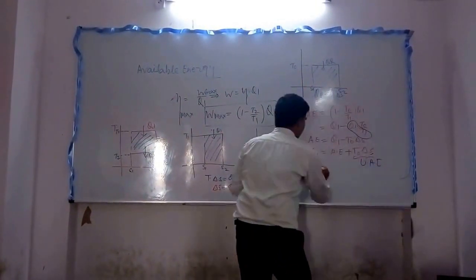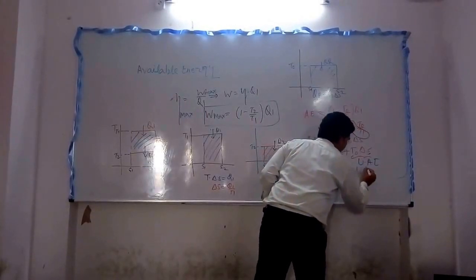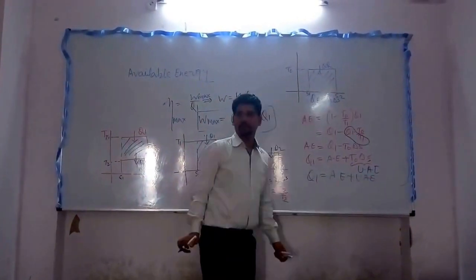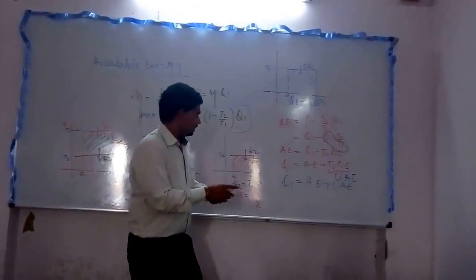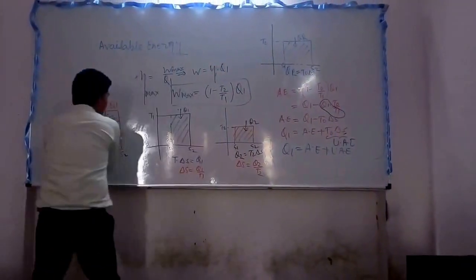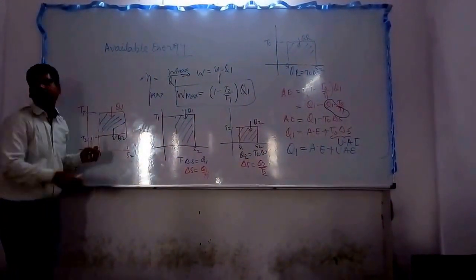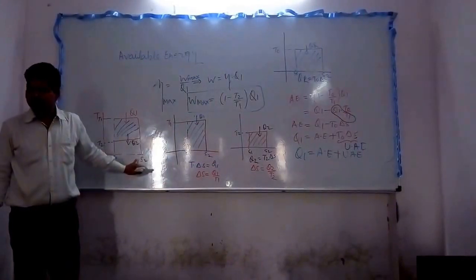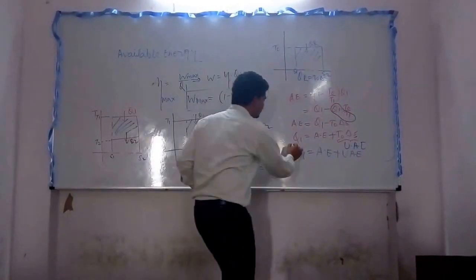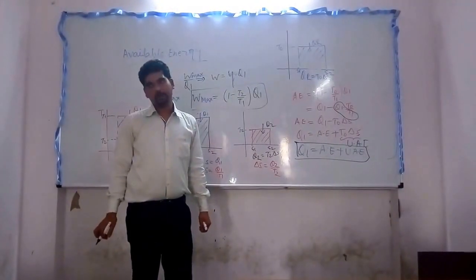Right now, can I say this Q1 is equal to available energy plus unavailable energy? It is clear. So what I am saying, look, we are supplying this Q1. Whatever we are using, that is available energy, and whatever we cannot use is known as unavailable energy. So this Q1 is equal to available energy plus unavailable energy.